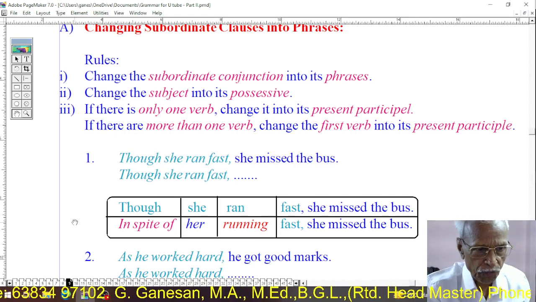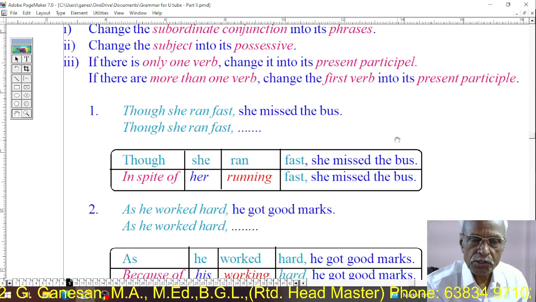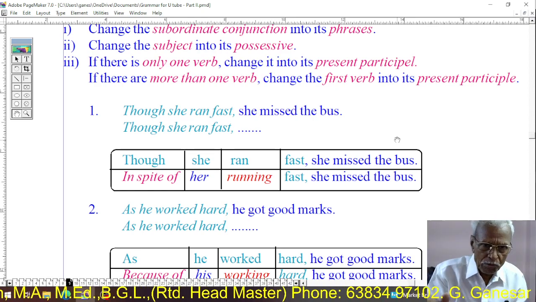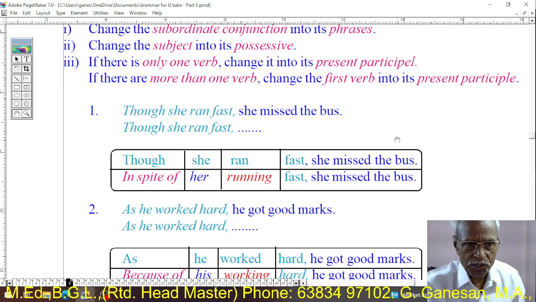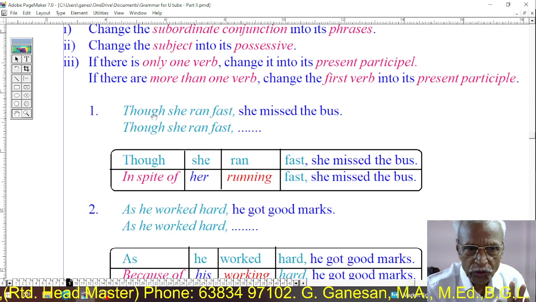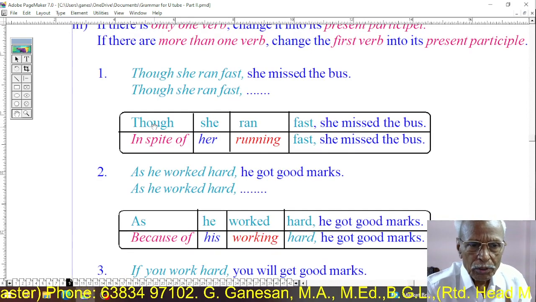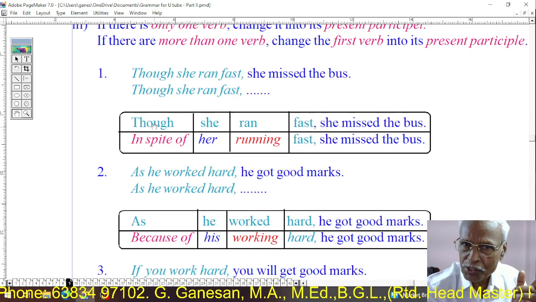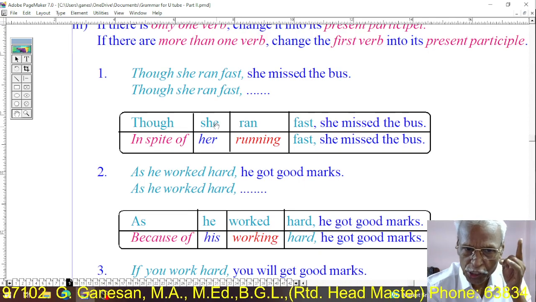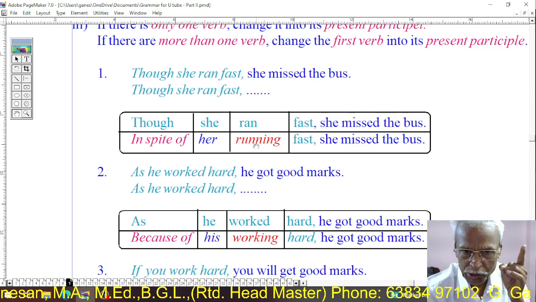Let us see the first sentence. Though she ran fast, she missed the bus. Though she ran fast is the subordinate clause. We have to change it into a phrase. Though is the conjunction, a complex conjunction. Its phrase is in spite of. Then the subject she, its possessive is her. Then the verb ran, its present participle is running.